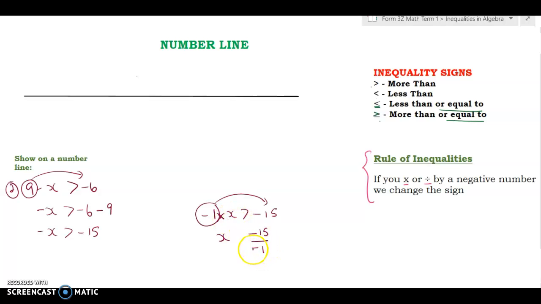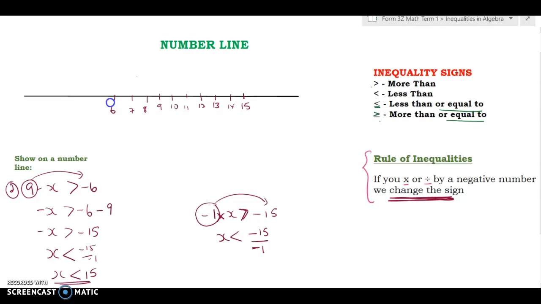So when I'm dividing by a negative number now, I will change the sign, because that's the rule. So it will change from a greater than sign to a less than sign. So this line now will become less than minus 15 over minus 1, which is really 15. So x is less than 15 means I need to have a 15 here. So I could put 15 here, and I could go 14, 13, 12, 11, etc.